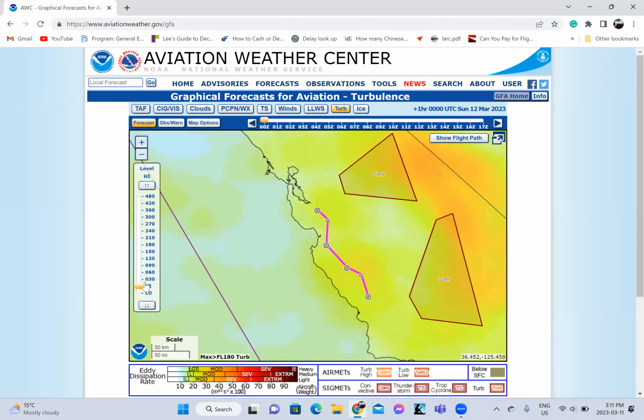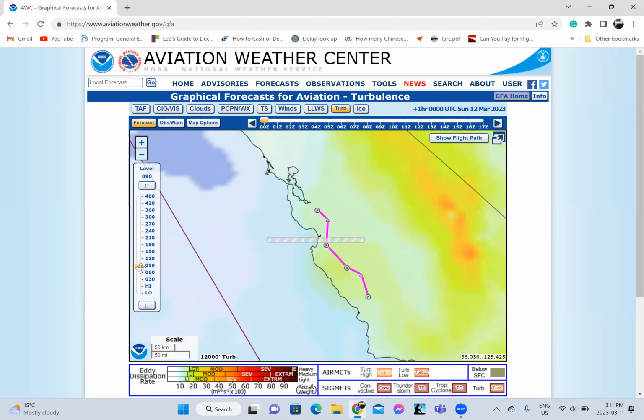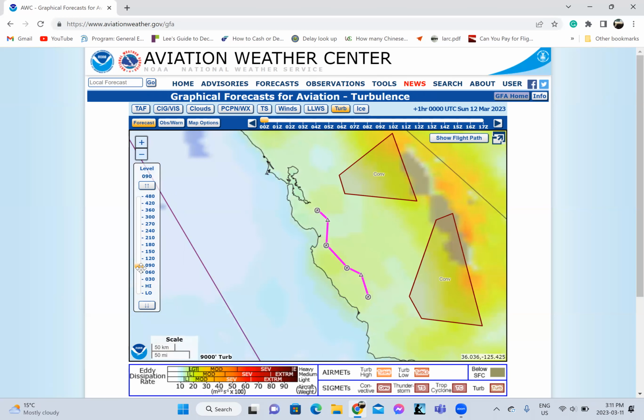And over here, you can take a look at turbulence as you scroll up. You can see the intensity. So if you're trying to avoid turbulence, you can find an altitude where there's less or where the turbulence terminates, because sometimes you can fly above the turbulent layer. Okay, so that covers visibility, clouds, precipitation, thunderstorms.